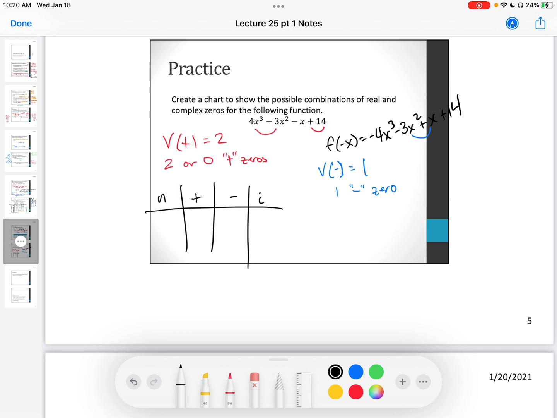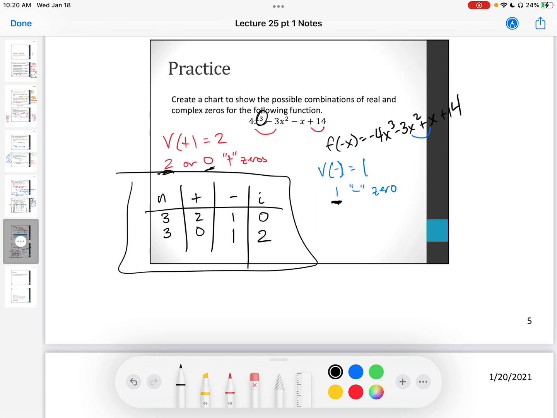Okay. Our degree is 3. I could have 2 positive and 1 negative. How many imaginary? There would be 0 then. Okay, still a degree 3. I've already done 2 and 1, so my other option would be 0 positive. Still have to have 1 negative. That's the only option. So 0 and 1 and 2 would be my imaginaries. And there is no more left.